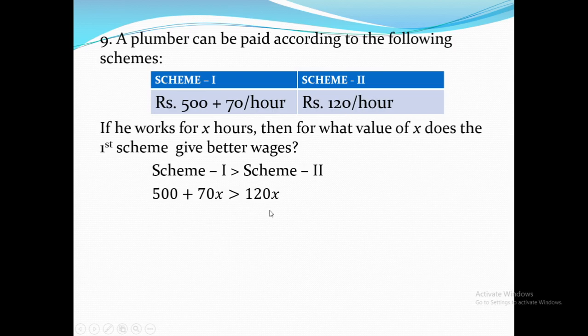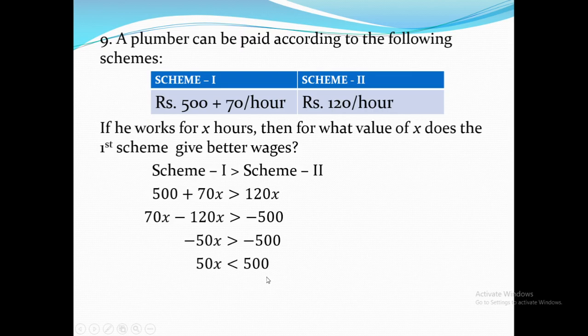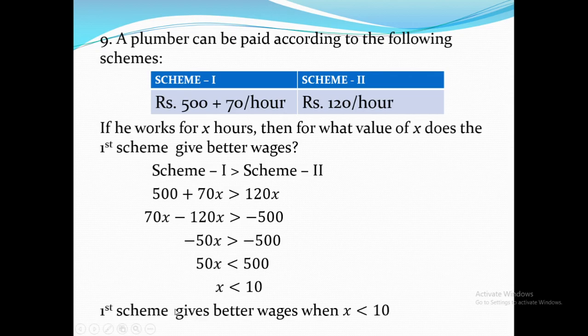Now bring the variable to one side and constant to the other side. So it becomes 70x. This 120 is brought to the left hand side. So it is minus 120, which is greater than 500 to the right hand side is minus 500. So 70x minus 120x is minus 50x, which is greater than minus 500. So when you cancel the minus sign, the inequality changes. So 50x is less than 500. So x is less than 500 divided by 50 is 10. So x is less than 10. So scheme 1 is better when he works less than 10 hours. So scheme 1 gives better wages when X is less than 10.